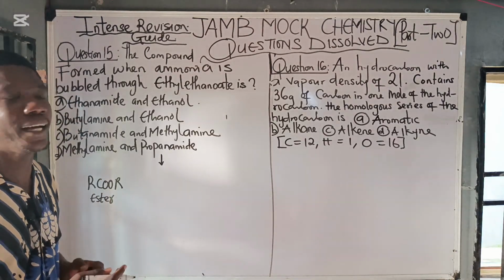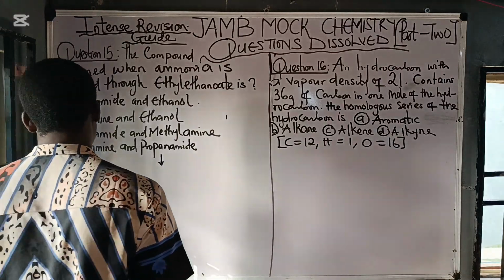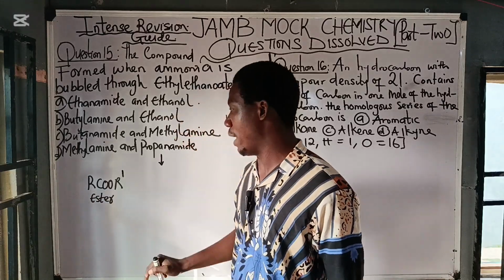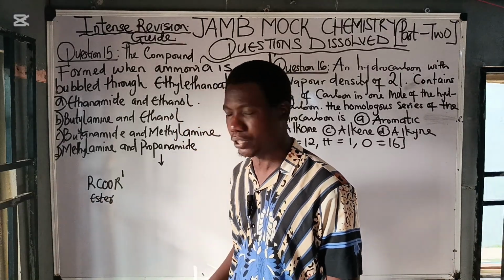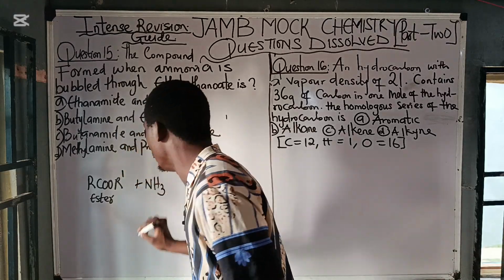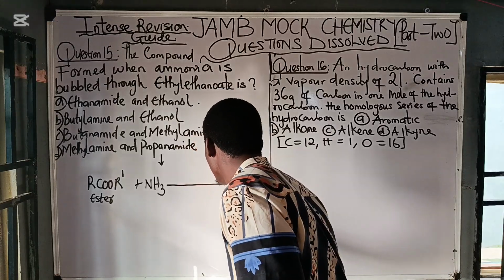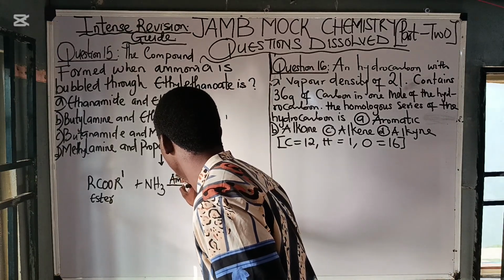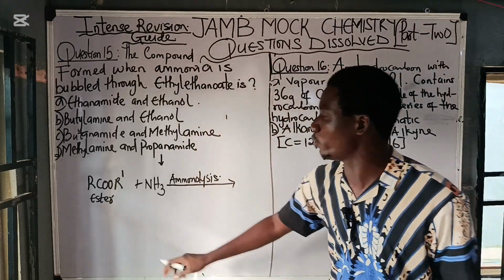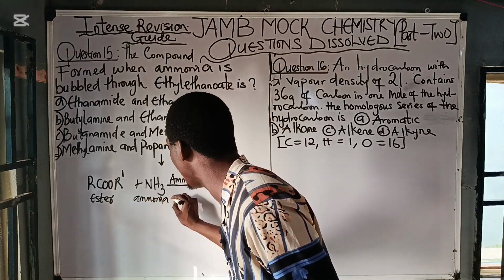Are we together? Now let us distinguish this alkyl from this one by putting a prime here. Let's put a prime here to distinguish R from R prime, so we can distinguish these two alkyls from each other. Okay. Now let's add our ammonia. If we add ammonia to an ester, the reaction is known as ammonolysis. Take note of that. This must be noted. The reaction between an ester and ammonia is known as ammonolysis.